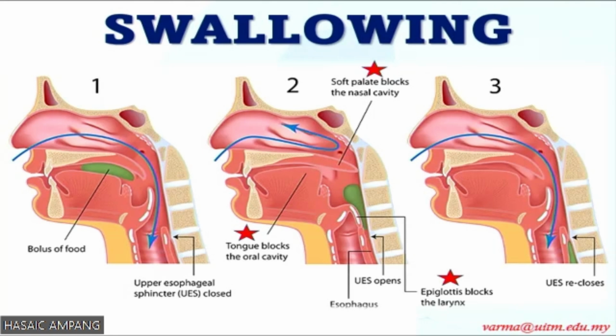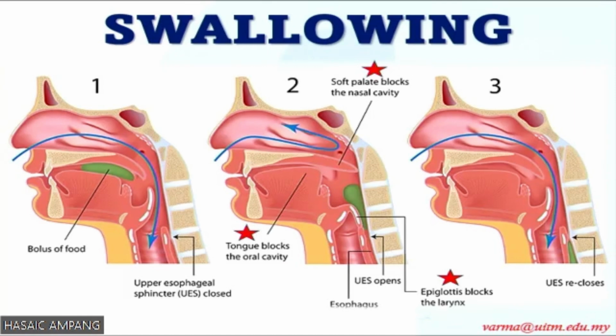Okay, so next, this is the part where all the important things happen to prevent aspiration. First, the tongue blocks the oral cavity. Then the soft palate blocks the nasal cavity. You have your oropharynx and nasopharynx, so both parts of the pharynx have been closed. Now only the lower part, so the airway should be closed as well. That's what the epiglottis does. The epiglottis blocks the larynx. So the nasopharynx is blocked by your soft palate, the oropharynx by your tongue, and your airway by your epiglottis.